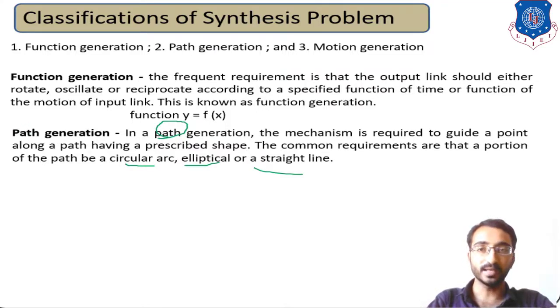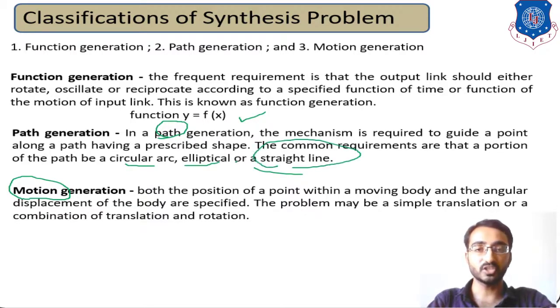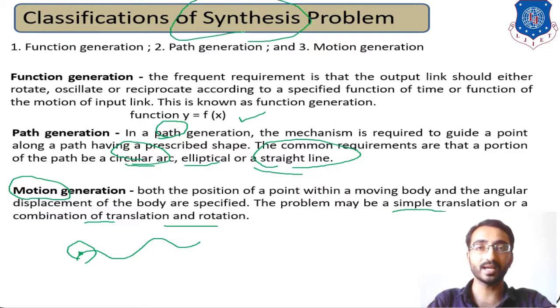Okay, now in the third method, you consider motion as your final output. You are not focusing on the mathematical function, or on a prescribed straight line or circular arc, but you are observing the motion, whether it is a simple translatory motion or a combination of translation and rotation. You focus on how the motion will occur, and accordingly synthesize or design the mechanism. This is termed the motion generation technique.